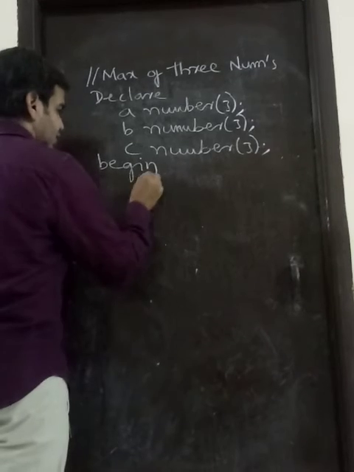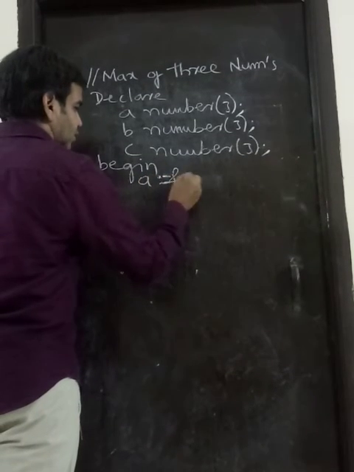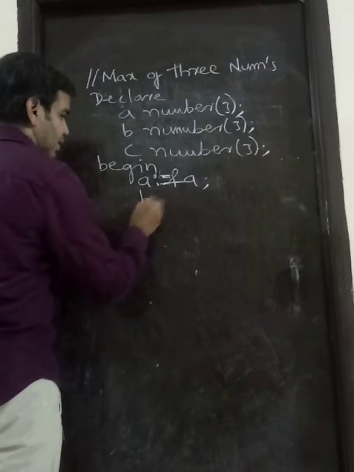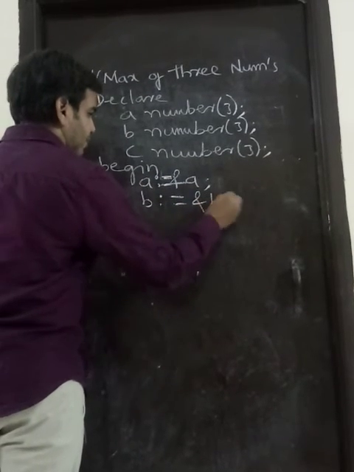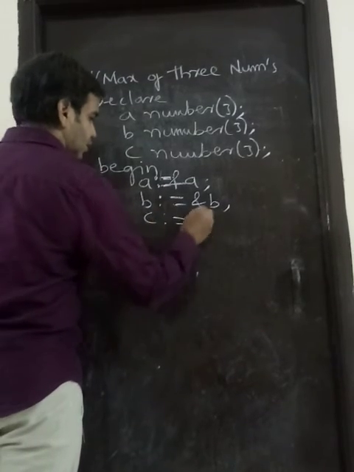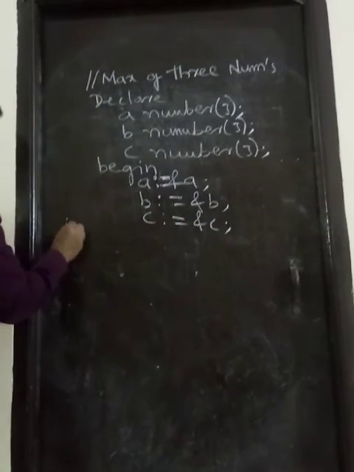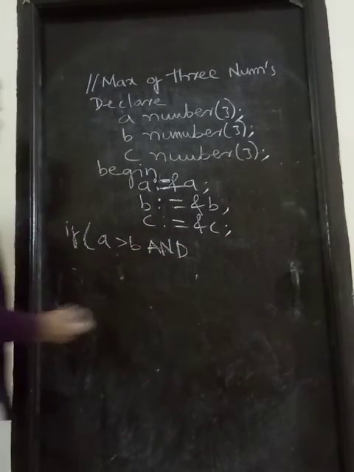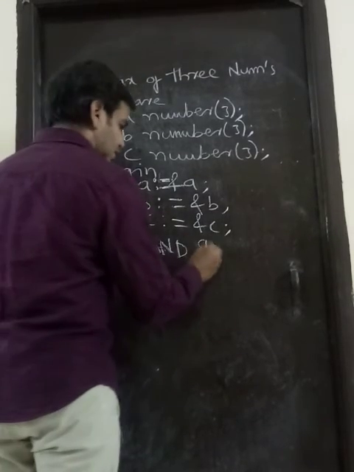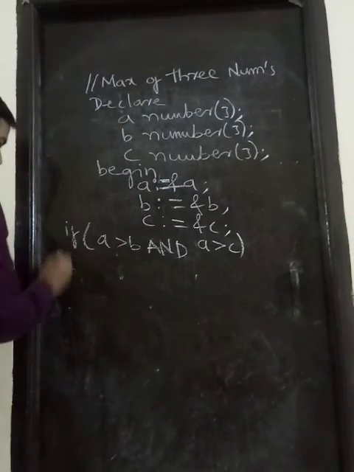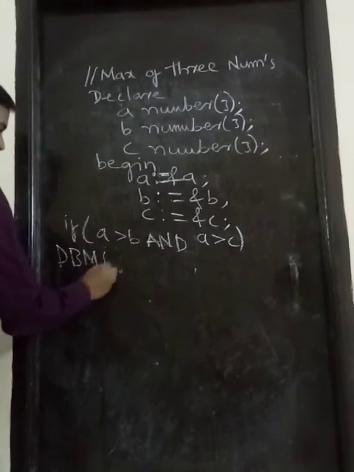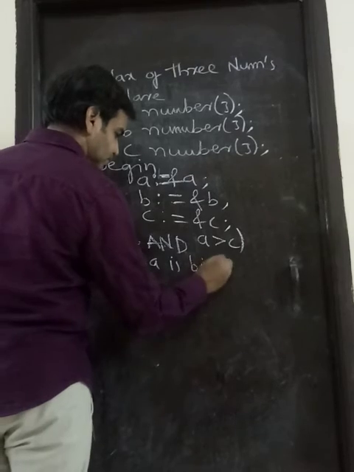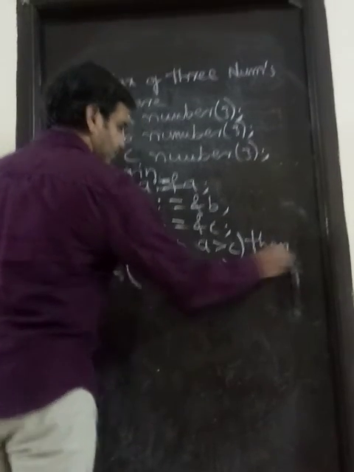So first of all we are entering 3 values. A colon equal and A, B colon equal and B, C colon equal and C. So first, if A greater than B and, we should use and, any capital or small, then A greater than C. If condition is true, dbms_output.put_line, it will display A is big.